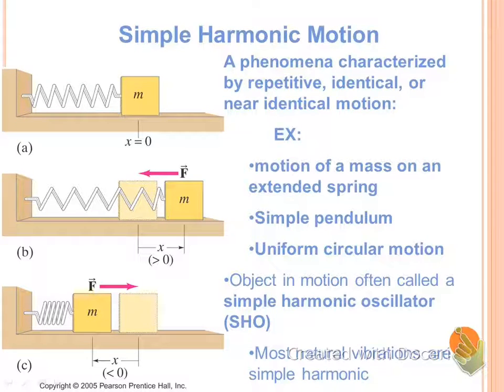Okay. So simple harmonic motion, there's a couple different things here. But the definition for simple harmonic motion is listed here: a phenomenon characterized by repetitive, identical, or near identical motion. Okay, so go ahead and get that written down. And we'll start talking about some examples of simple harmonic motion here.